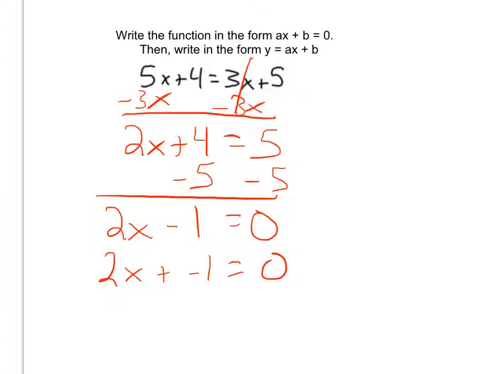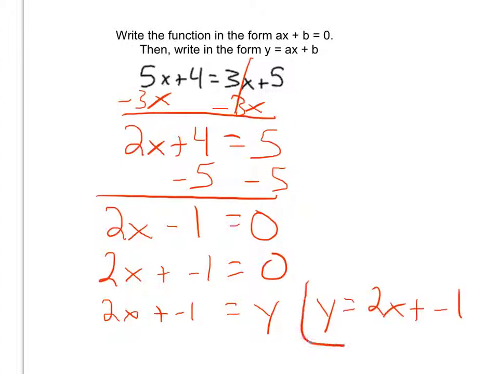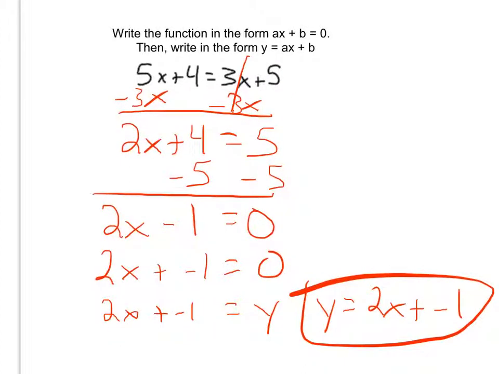So there's the first step: we've got the function in this format right here, ax plus b equals 0. So a times x plus b equals 0. Now we want to write it in slope-intercept form, so all we're going to do is replace this 0 with a y and flip things around. So I'm going to have 2x plus negative 1 equals y. And now we'll just flip that and put y equals 2x plus negative 1. Now this equation is ready for graphing because we got it in slope-intercept form.